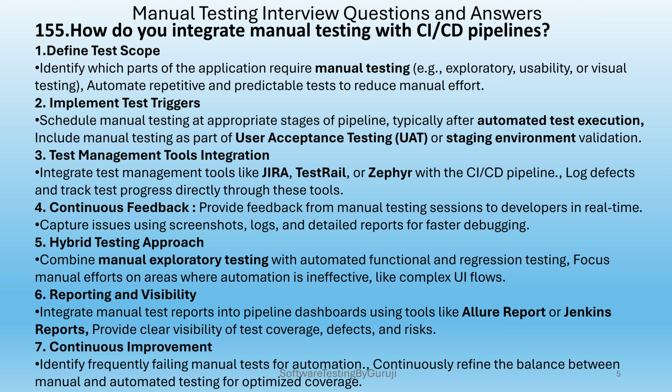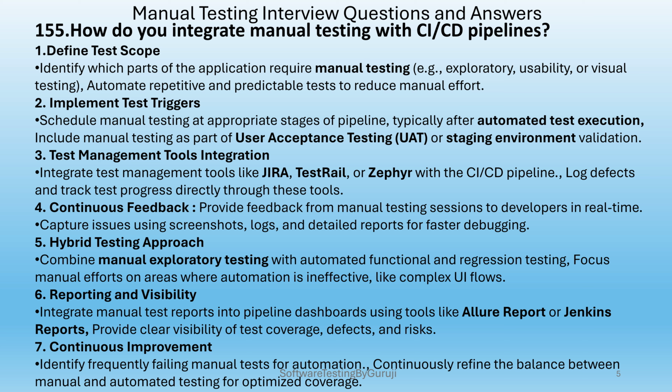Fourth, continuous feedback. Provide feedback from manual testing scenarios to developers in real time. Capture issues using screenshot logs and detailed reports for faster debugging. Fifth, hybrid testing approach. Combine manual exploratory testing with automated functional and regression testing. Focus manual efforts on areas where automation is ineffective, like complex UI flows.